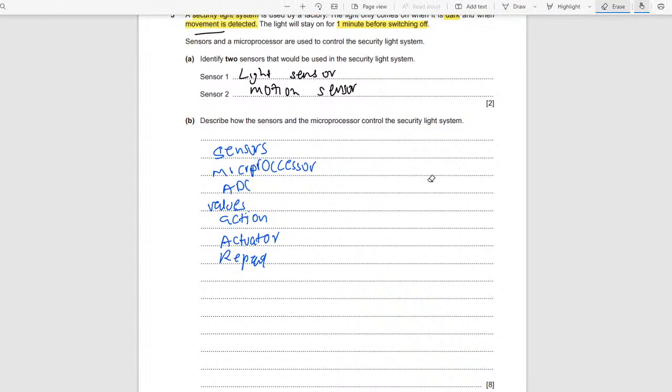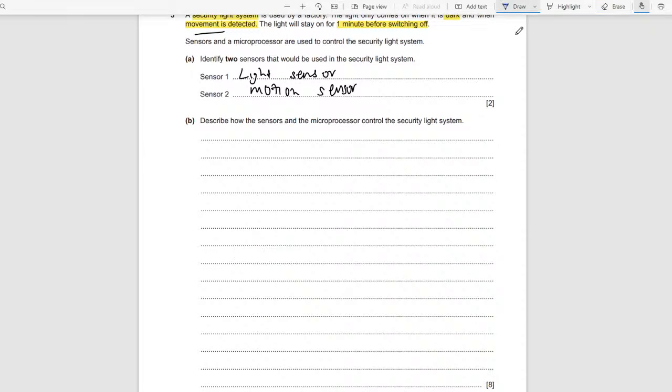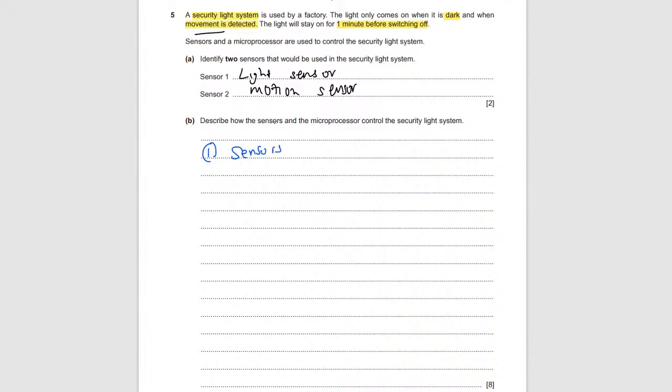So let's drop this. Now let's go through each point one by one. Number one: sensors will send the data to the microprocessor. That will give you your 1 mark there. Done and dusted. Sensors send the data to the microprocessor.